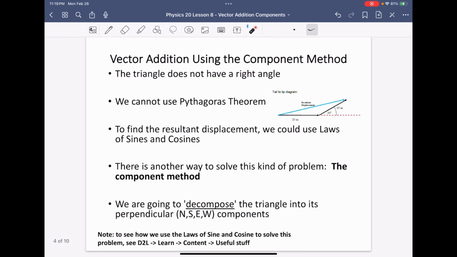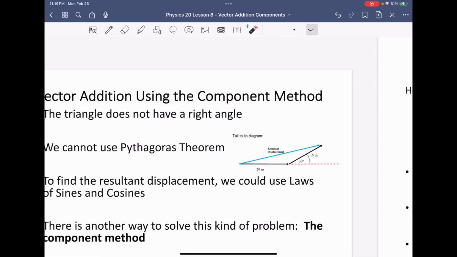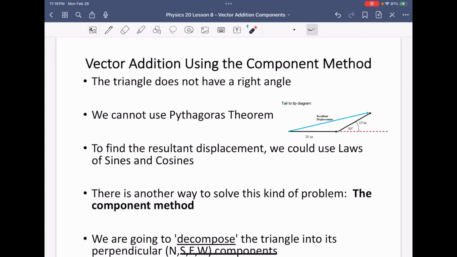Now, before we go into that, if the triangle does not have a right angle, we can't just simply use Pythag. There's nothing on here that indicates that I can simply do opposite over adjacent to get a specific angle for the resultant, and then do Pythag to get the overall resultant displacement, which would be this hypotenuse value here, the longer value from start to finish. So to find the resultant displacement, we could use a Physics 30 skill and use the laws of sines and cosines.